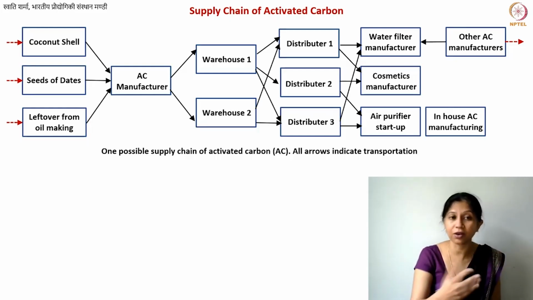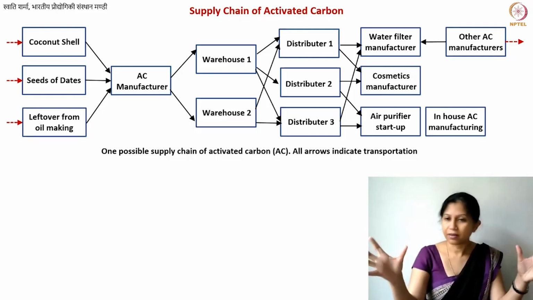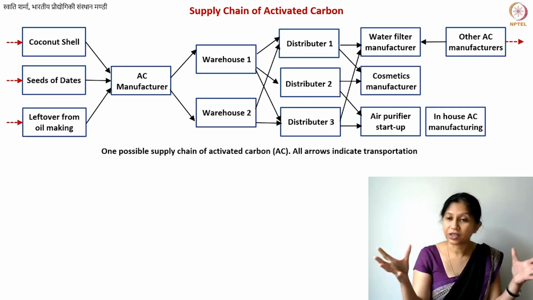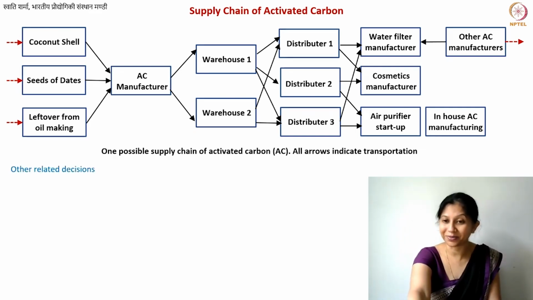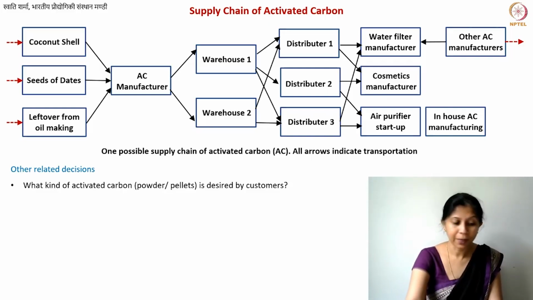So they are also connected, and that company may also be connected to other people in some way. Similarly, your oil making company, for example, has its own supply chain. So the idea is that every supply chain is a part of a much larger network. Okay, so now you will have other related decisions. Some of them we already discussed, for example, assigning values to things based on importance.